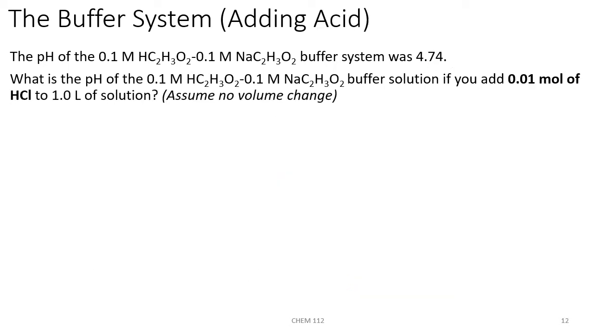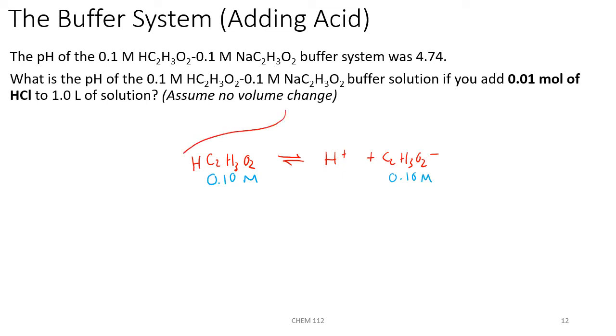Now let's do a similar analysis by adding a strong acid to our sodium acetate acetic acid buffer system. So we can still start by writing the dissociation of our weak acid, HC2H3O2, dissociating into H plus and C2H3O2 minus. We start off with some amount of our weak acid, 0.1 molar, some amount of our conjugate base, 0.1 molar there.